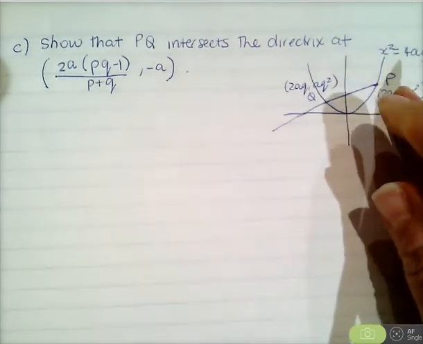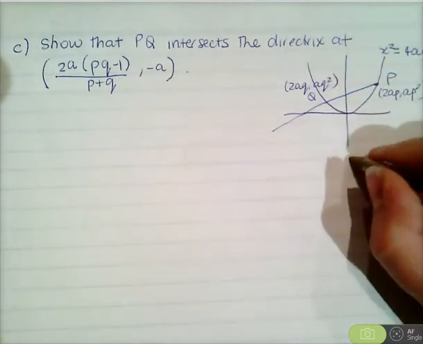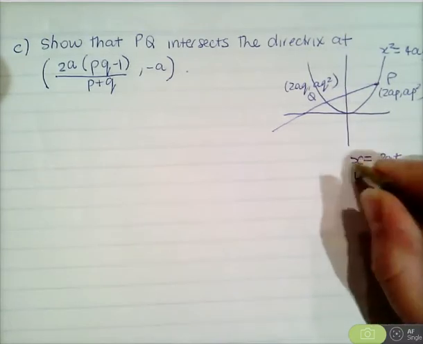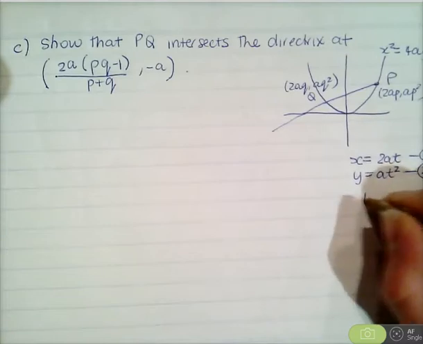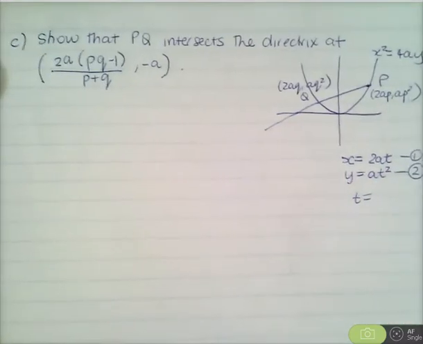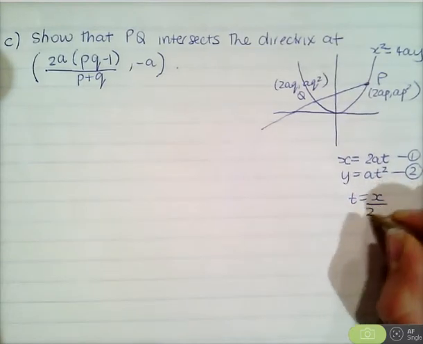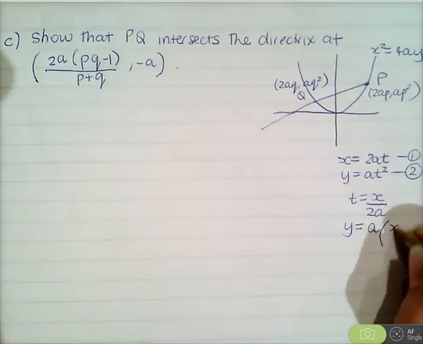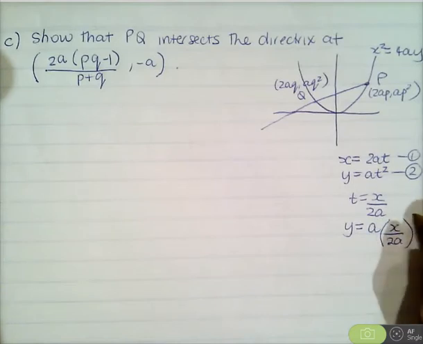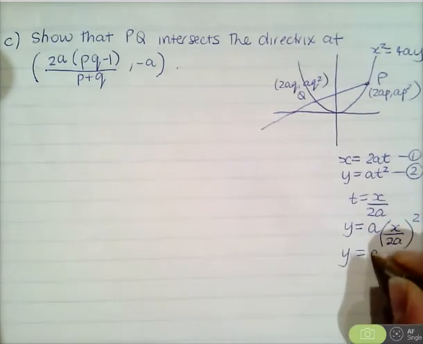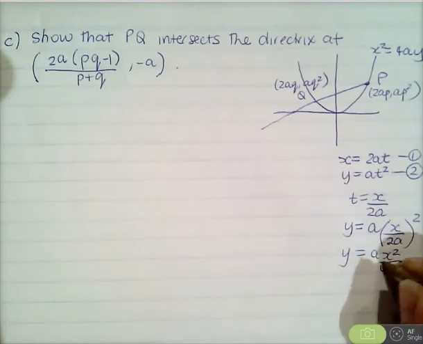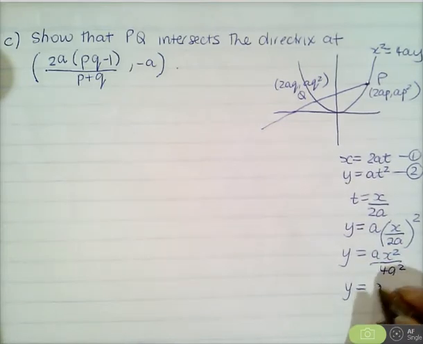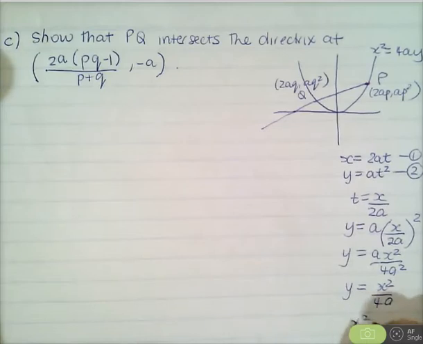The reason we know that is that in the very beginning of the question, we were given that the parabola was x equals 2AT, y equals AT squared. Now, if you call those equations 1 and 2, and make t the subject of equation 1, you get that t is x on 2a, and put that into equation 2, you get that y is a times t squared, which is a times x on 2a squared. Remember we did this last lesson. You get y is a times x squared on 4a squared. So therefore y is x squared on 4a, and you get that x squared is 4ay.